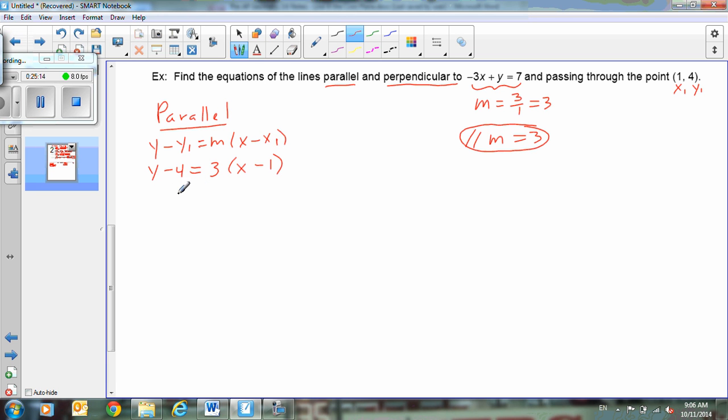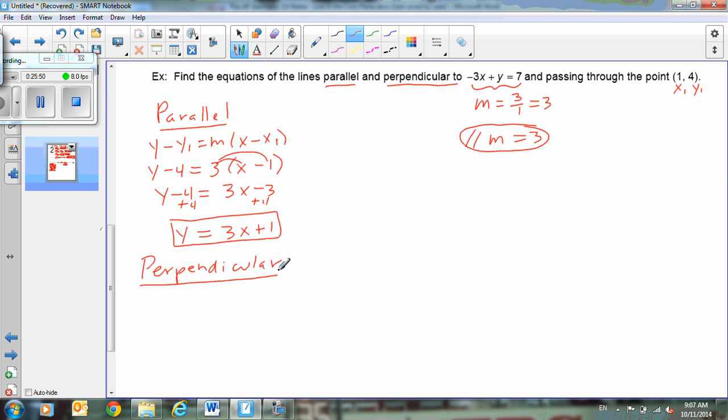All right, so now just a little bit of algebra to get it into slope-intercept form. On the right side, I'm going to distribute and get rid of those parentheses, so I'd have 3x minus 3. And then one more step, add 4 to both sides. And our final answer then would be y equals 3x plus 1. That would be the equation of the line that is parallel to this line and passes through the point (1, 4). All right, so now let's find the equation of the line that passes through that same point and is perpendicular to our given line.